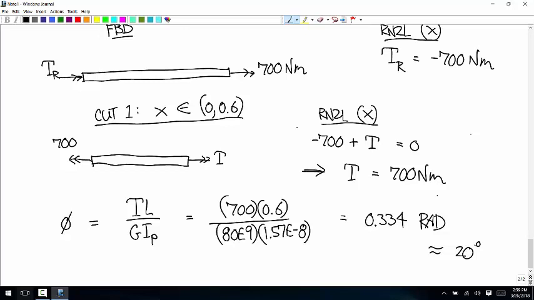I don't know, but that's a good question. I don't really know what happens if you deform something in torsion until it breaks. I don't know what kind of shape it takes. But I do want to point out that even though we're talking about twisting this thing 20 degrees, we're still assuming that this is in its linear elastic range.